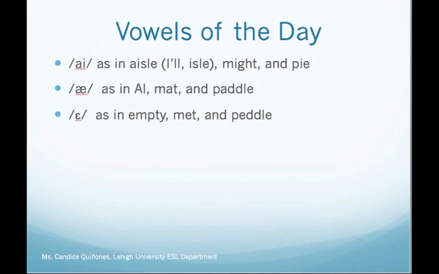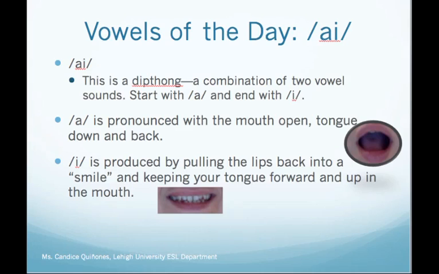For the vowels of today, you have I as in aisle, might, and pie, A as in owl, mat, and paddle, and E as in empty, met, and pedal. Okay, for the vowels, the only new sound here really is the I because we've gone over the A and the E before. And the I is what we call a diphthong. It's a combination of two vowel sounds. It starts with the A and ends with the E.